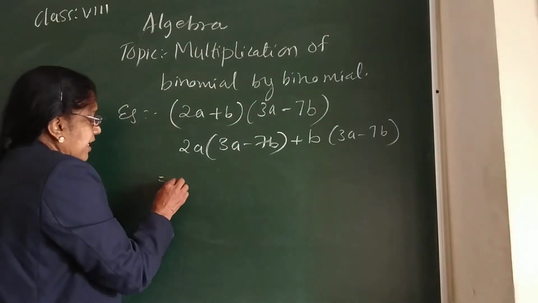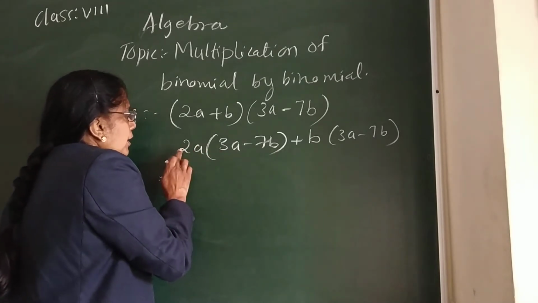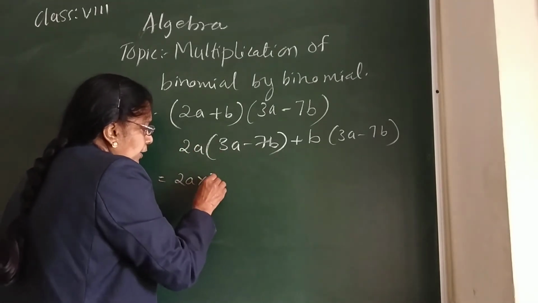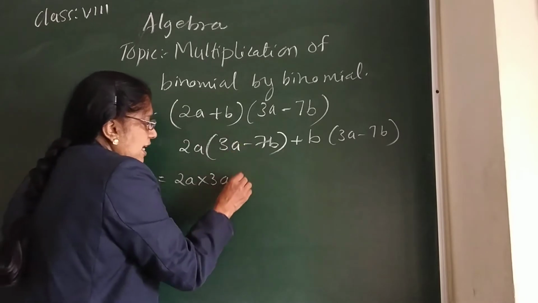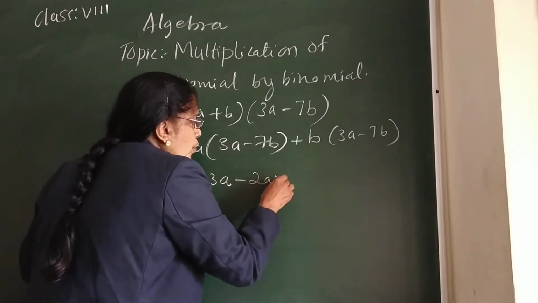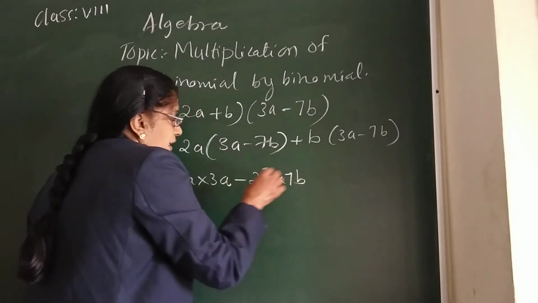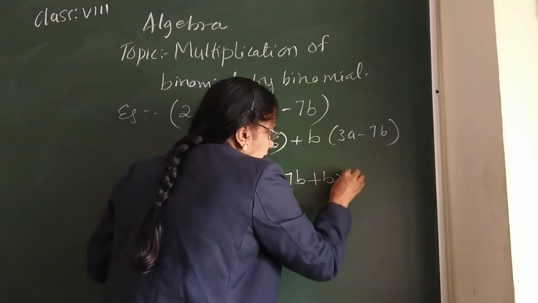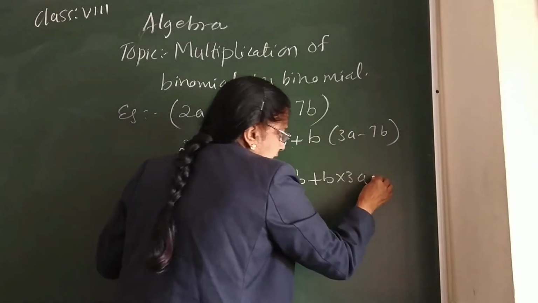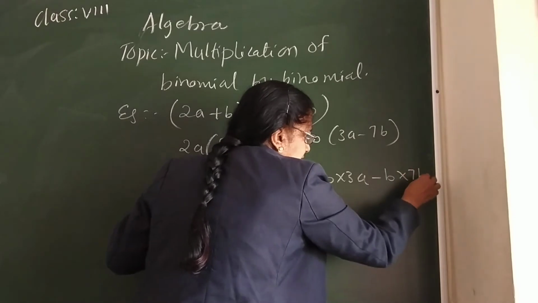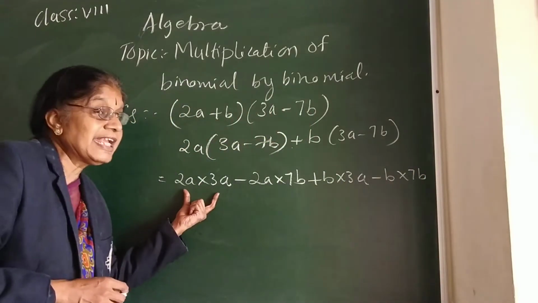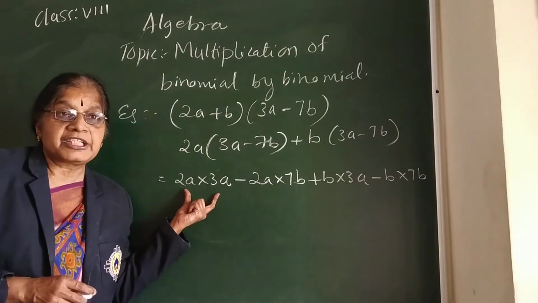Now what shall we do in the next step? We have to remove the brackets. So it is 2a into 3a. Then what sign is there? Minus 2a into 7b. Then plus b into 3a. Plus into minus is minus b into 7b. So again it became monomials, so you know the multiplication of monomials.